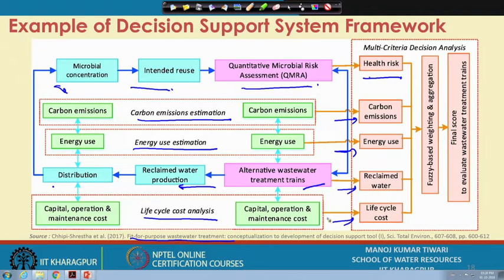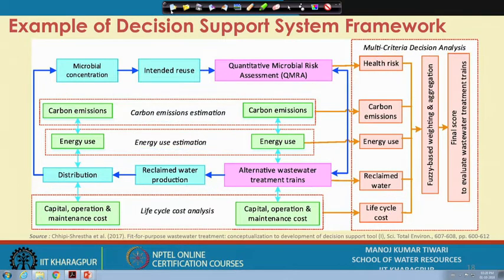So based on all this we can weigh the contribution of all these systems and then give a final score to the different treatment systems. This multi-criteria decision analysis involves health risk, carbon emission, energy use, reclaimed water production, and life cycle cost. Based on all these we can reach a final score for the different alternatives, and then the alternative with the highest score or the most preferred score can be selected. So that is how this decision support system works.